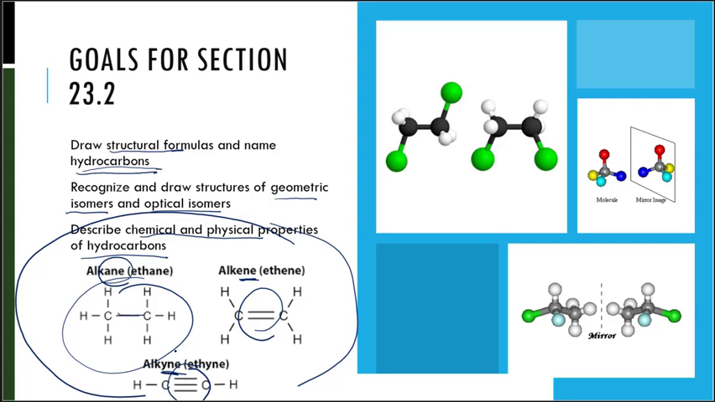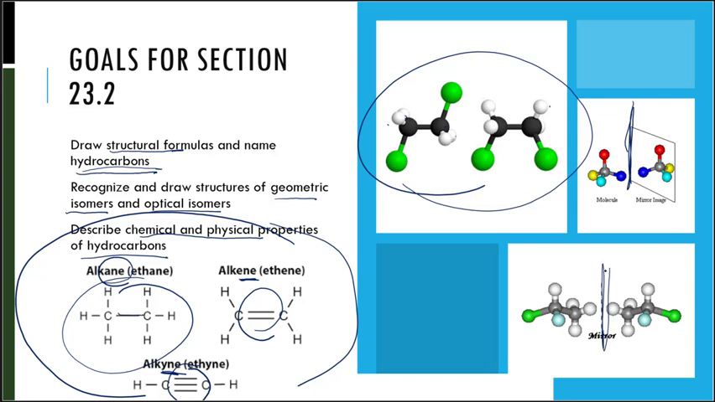And here's some examples of geometric isomers. We can see here that I have two black atoms, four white ones, and two green ones, but notice that they are arranged differently. And then we have our optical isomers. We can see that there is a mirror plane here, and there's a mirror plane here, and so they are mirror representations of each other, but there's nothing I could do to make them the same.